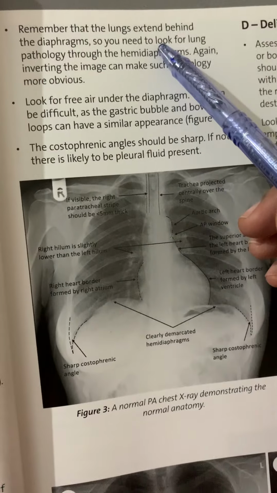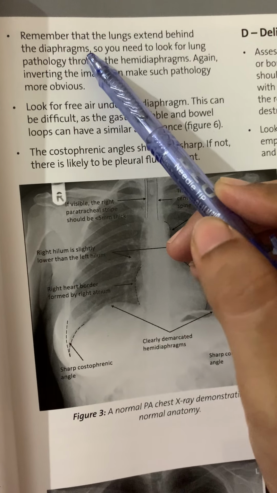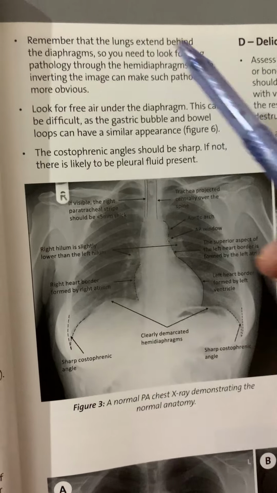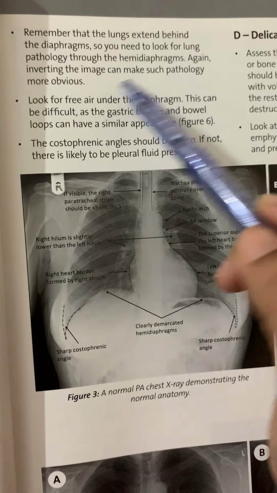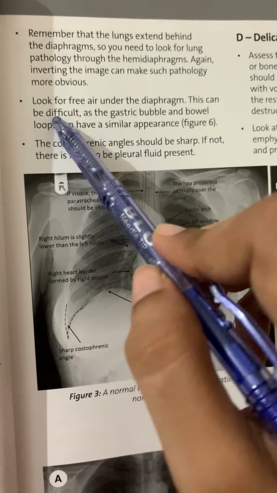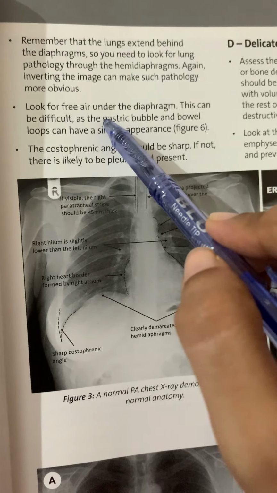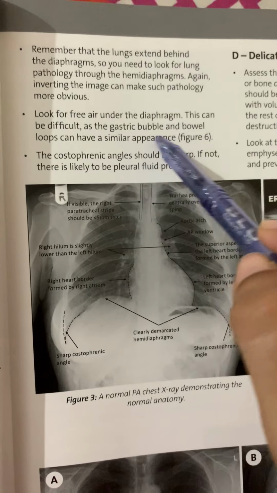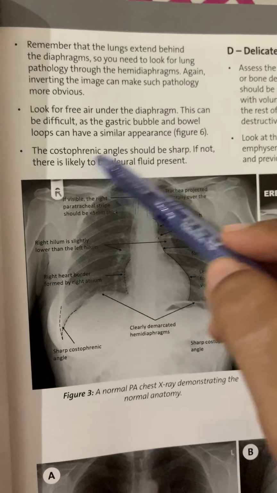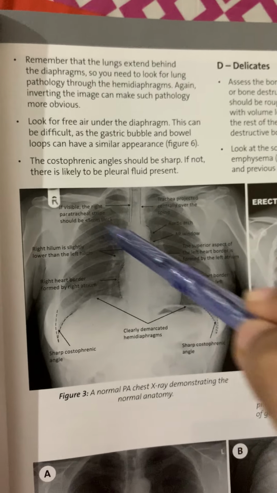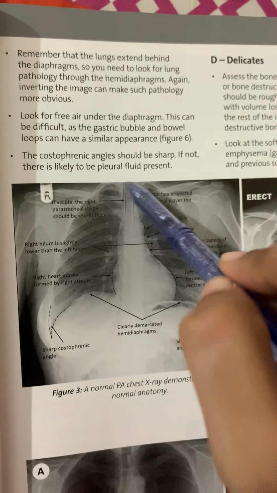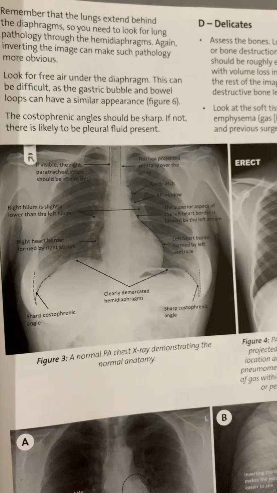Remember that the lung extends behind the diaphragm as well, and you need to look for lung pathology through the hemidiaphragms. Again, inverting the image can make such pathology more obvious. Then look for free air under the diaphragm. This can be difficult as the gastric bubble and bowel loops can have similar appearances. The costophrenic angles should be sharp, if not there is likely to be pleural fluid present.